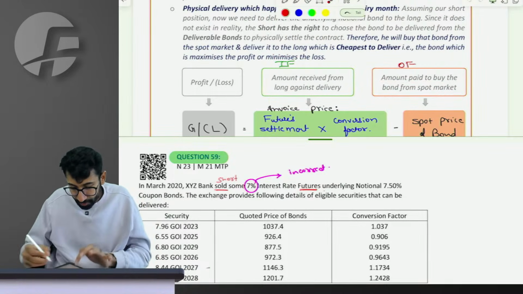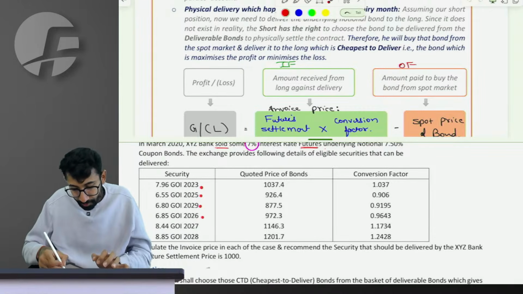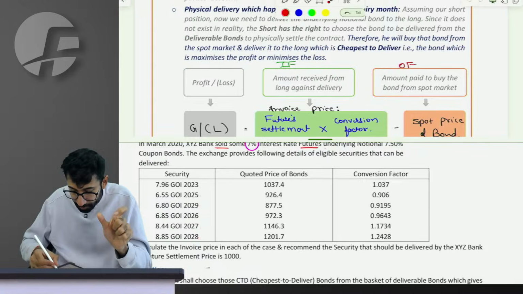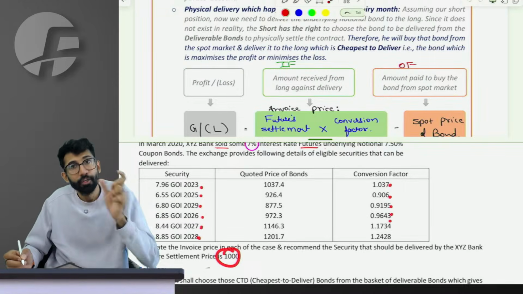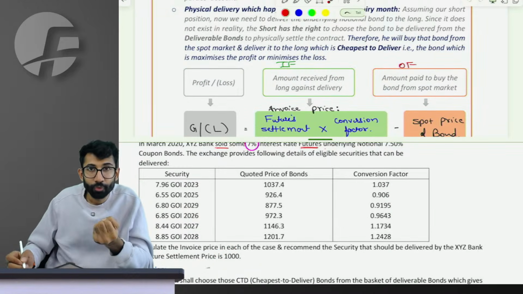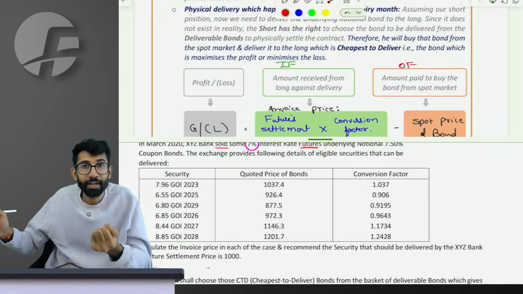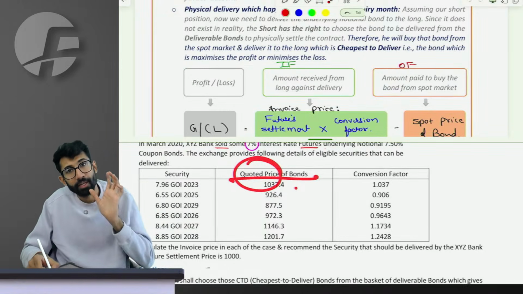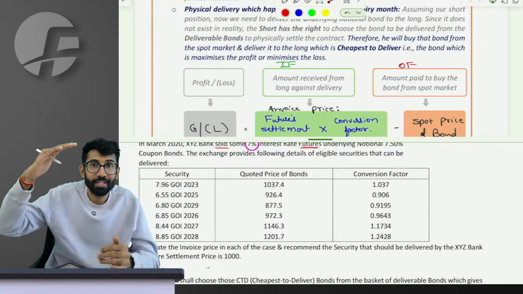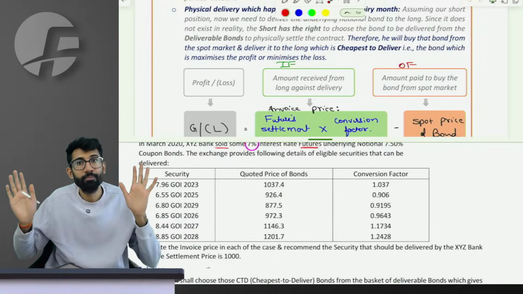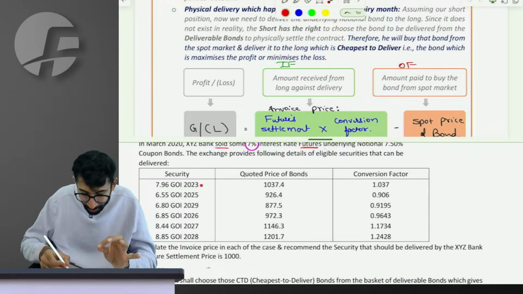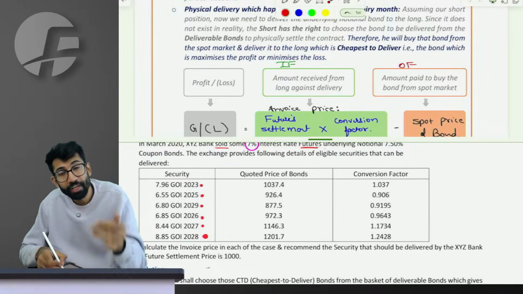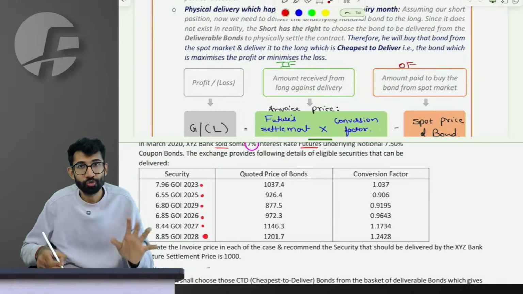So I have to test for each of the bonds, when I sell to you at that converted price, which is settlement price into conversion factor, how much will be my inflow? For each of the bonds, how much is the price I have to pay in the spot market as the outflow? And the difference is the gain or loss. The bond which gives you the maximum gain or the minimum loss is the best bond to deliver. So my question will be to choose among all these bonds which is the best to deliver, the cheapest to deliver.